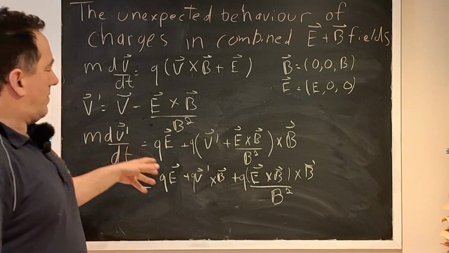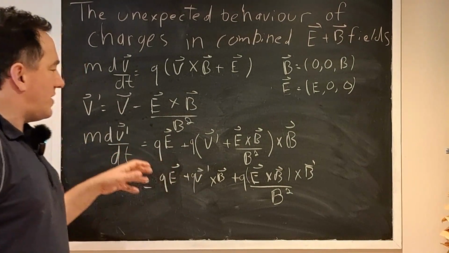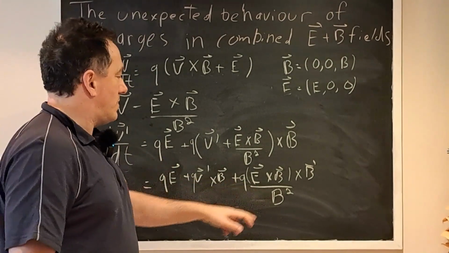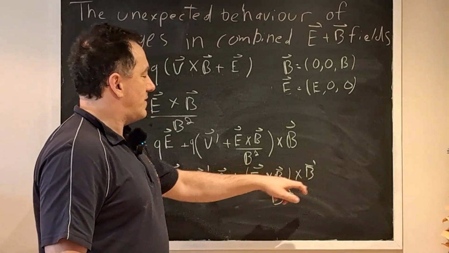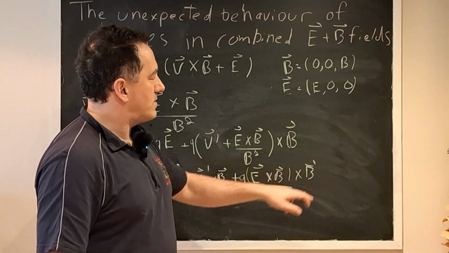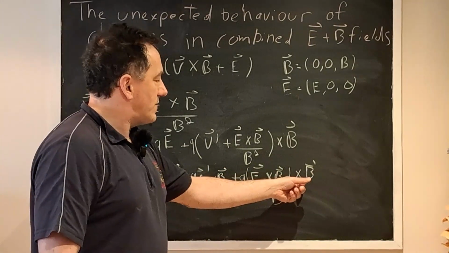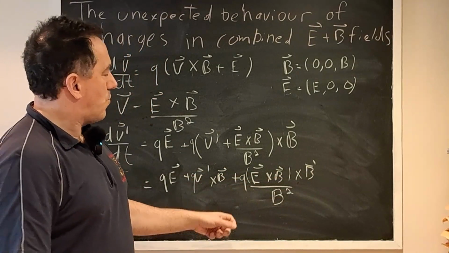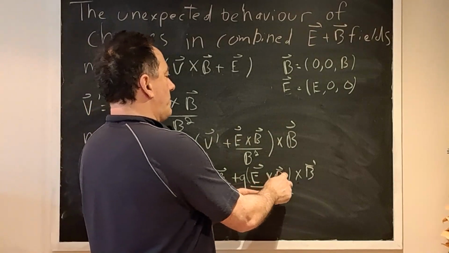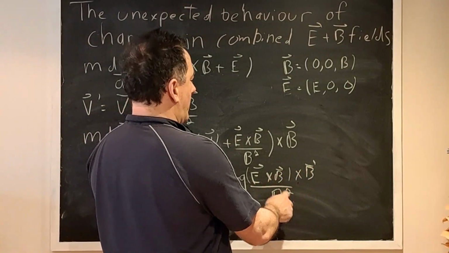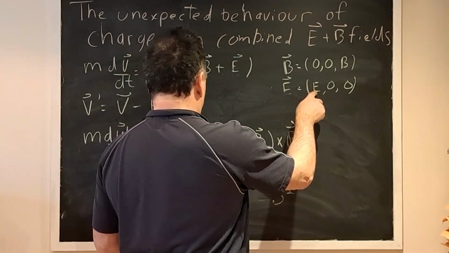Now, we can see that there's a chance we can do something with this term, because what is the magnitude of these things? The electric and magnetic fields are perpendicular to each other. So the magnitude of these things will be equal to E times B over B squared, and we will get E as the magnitude.